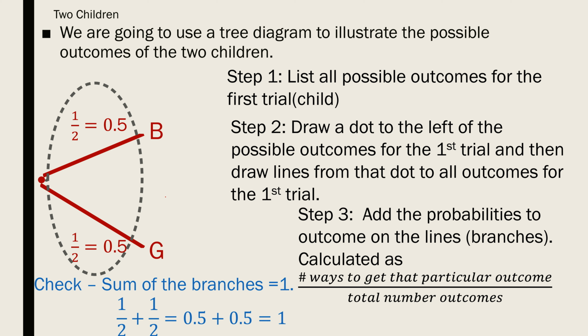Last, you want to check the summation of all branches. That means you add 0.5 with the 0.5 in the second branch. The summation always equals 1.